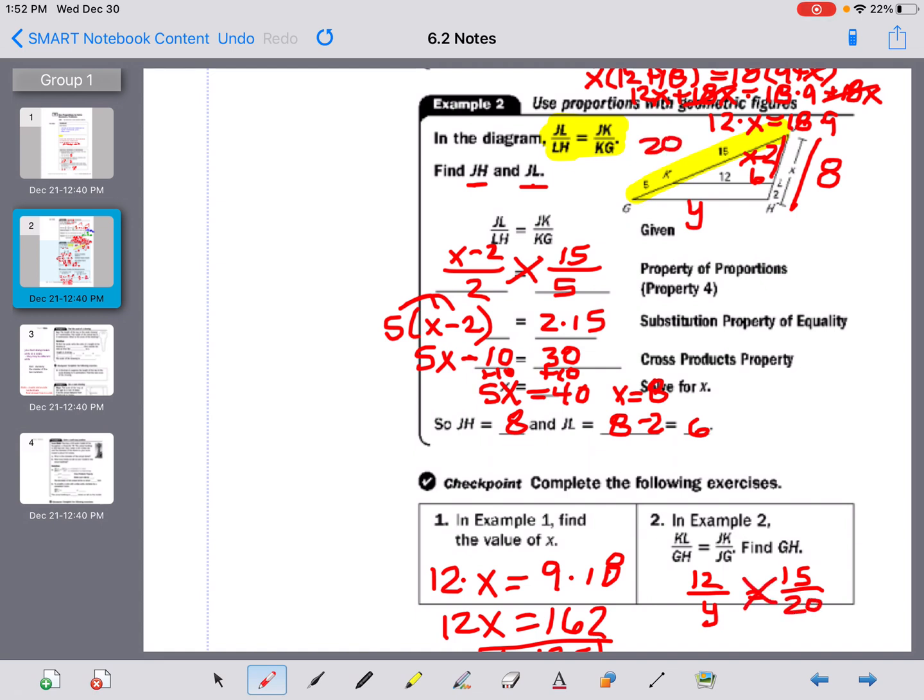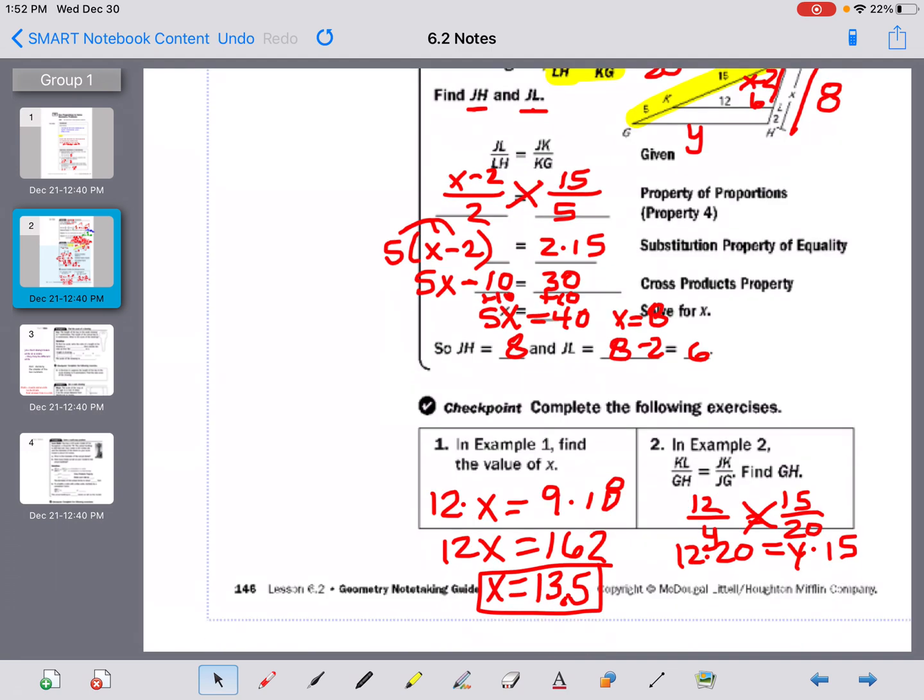So now we're going to cross multiply. 12 times 20 equals Y times 15. 12 times 20, that's 240, equals 15y. Divide by 15. 240 divided by 15, I got 16. All right, so that must be my GH, right? That one I was missing on the bottom is that 16. Okay.